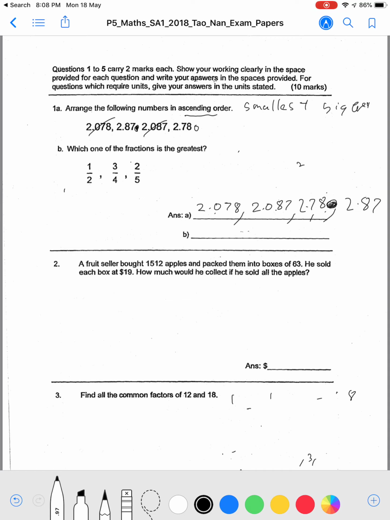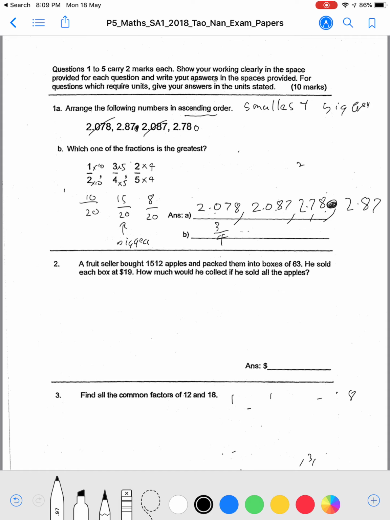Okay, so which one is the greatest, right? So to do it as the greatest, we have to make them to the same denominator, right? So 2, 4 and 5. So if we were to look at 4 and 5, they should be 20, right? So times 5, times 4, so times 4, times 4, times 5, times 5. Okay, so if you're making it to 20, this has to be times 10, times 10. So it's 10 over 20, 15 over 20, and 8 over 20. So this is the biggest. Okay, so if this is the biggest, the answer should be 3/4.